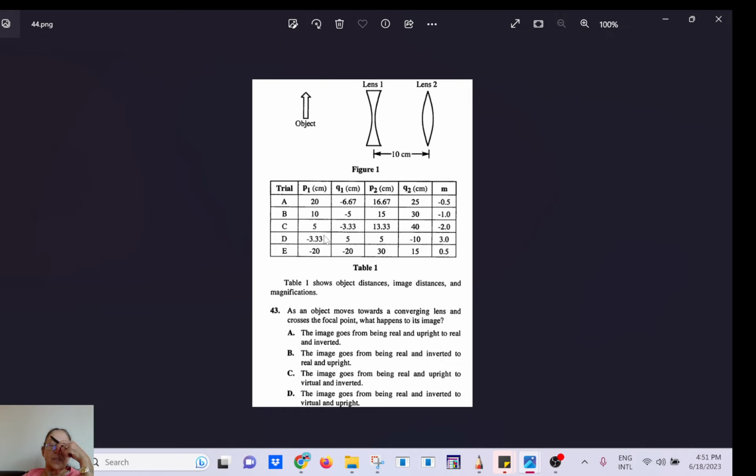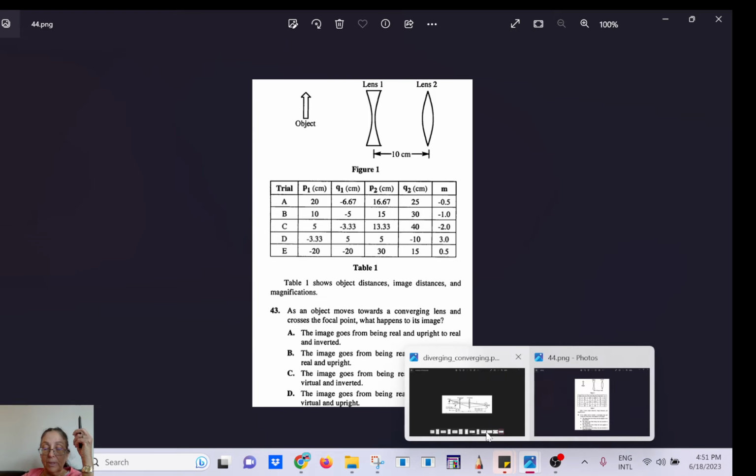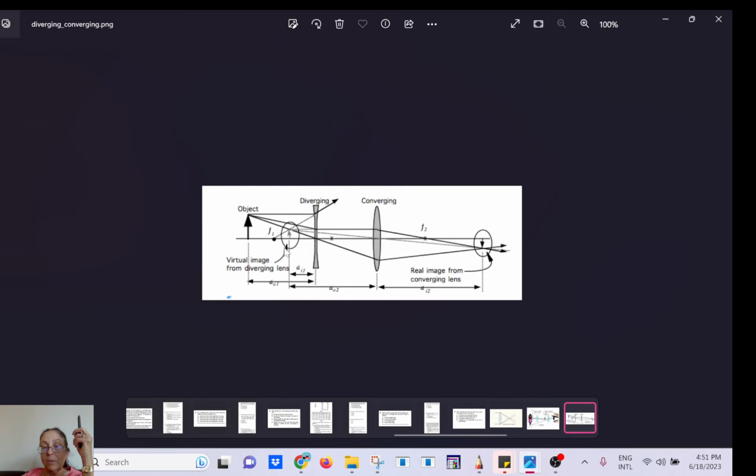So what they show you here, you have a negative number here. That means that the object is placed on that side of the lens. Here, we already talked about it, but here is an example of the setup. You have a diverging lens and you have a converging lens. So first you have a virtual image because of the diverging lens. It's going to be virtual, it's going to be smaller, and it's going to be upright.